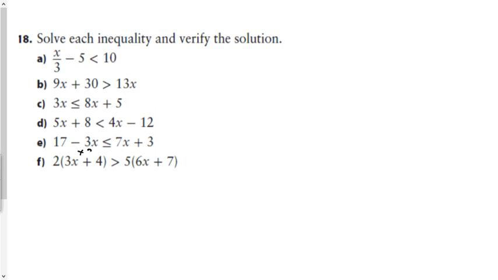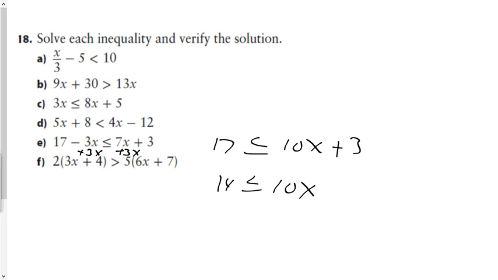Here I'm going to add 3x to both sides. 17 is less than or equal to 10x plus 3. Subtract 3 from both sides. 14 is less than or equal to 10x. And divide both sides by 10. You get all values greater than or equal to 1.4.